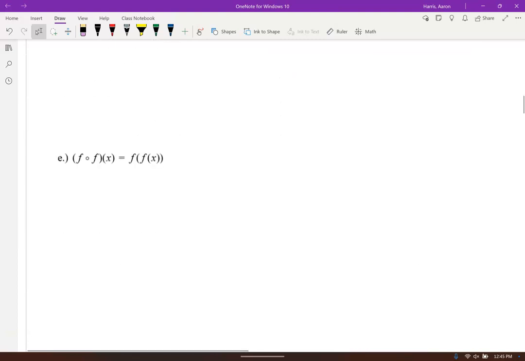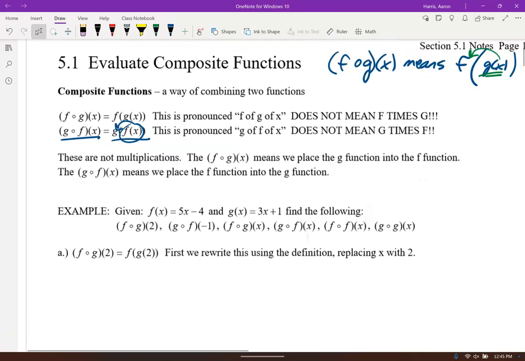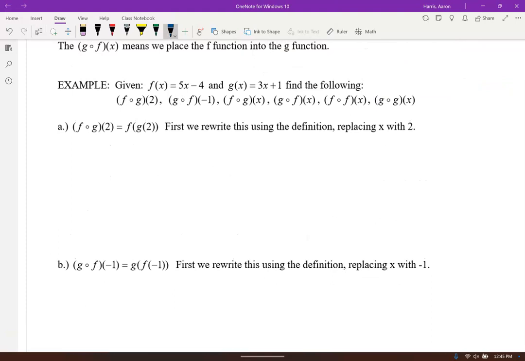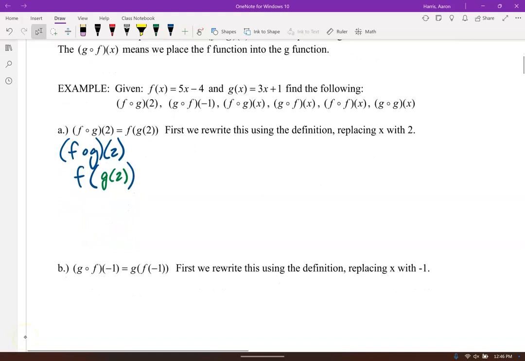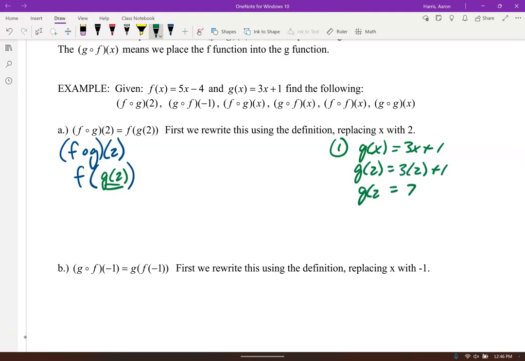Okay, let's go back up here now and do it with the functions. So we have f of g of 2, which means f of g of 2. I'm going to go to the side and find out what's g of 2. I know g of x in the instructions here is 3x plus 1. So g of 2 would be 7. So that's 7. Now I'm finding f of 7.